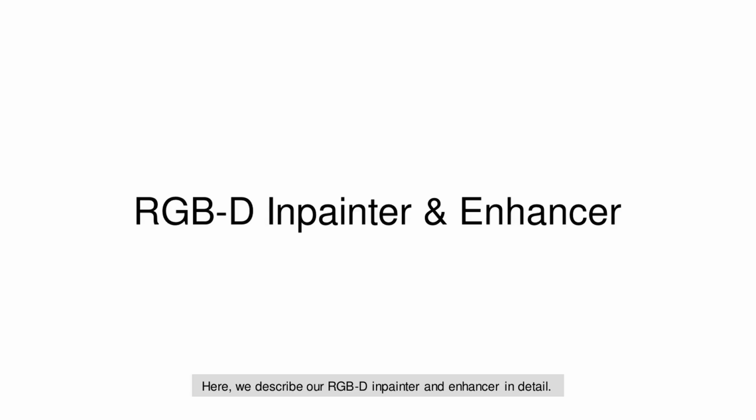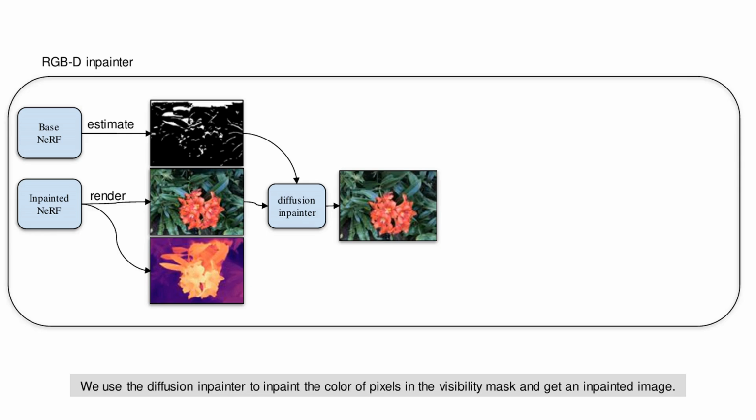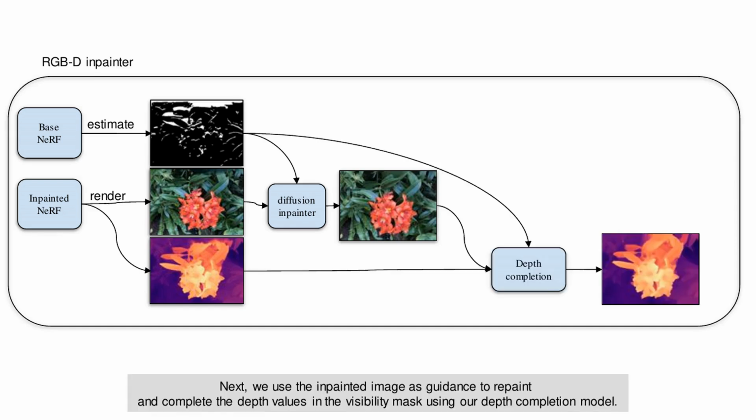From a virtual view, we render an image and depth and estimate a visibility mask. We use the diffusion inpainter to in-paint the color of pixels in the visibility mask and get an in-painted image. Next, we use the in-painted image as guidance to repaint and complete the depth values in the visibility mask using our depth completion model. Finally, the in-painted image and depth map can be used to supervise our in-painted NeRF.